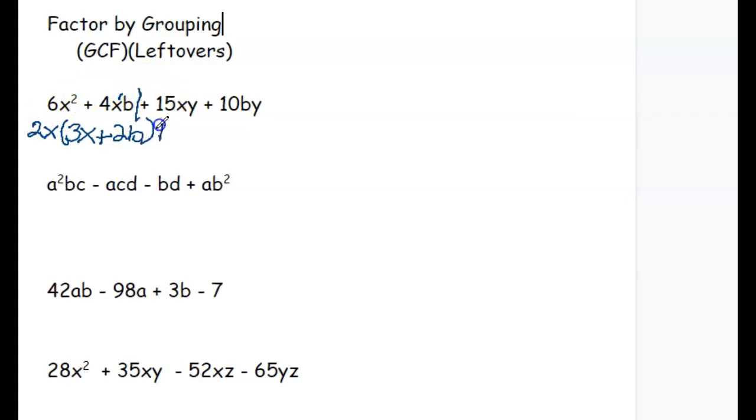Now I'm going to copy this sign down as a plus, and I say, okay, 15 and 10, they both divide by 5, and there's a y in common. 15 divided by 5 is 3. Crossing out the y's is x. 10 divided by 5 is 2. Crossing out the y's, I'm left with b. Okay, this is exactly what I want to have happen. I want these two parentheses to have the same term in them. That's the greatest common factor of my answer part. So my final answer now is 3x plus 2b.